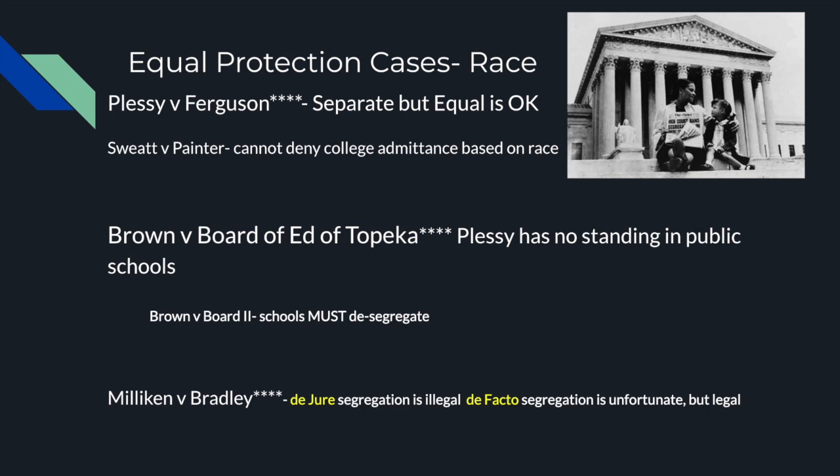So that is the crux of Milliken versus Bradley: de jure segregation, so actually writing out only group X gets to come here, that is illegal. Whereas if it just so happens that only group X goes to that high school because of the way the districts shape up or the way neighborhoods work out, it's unfortunate, but that is legal.